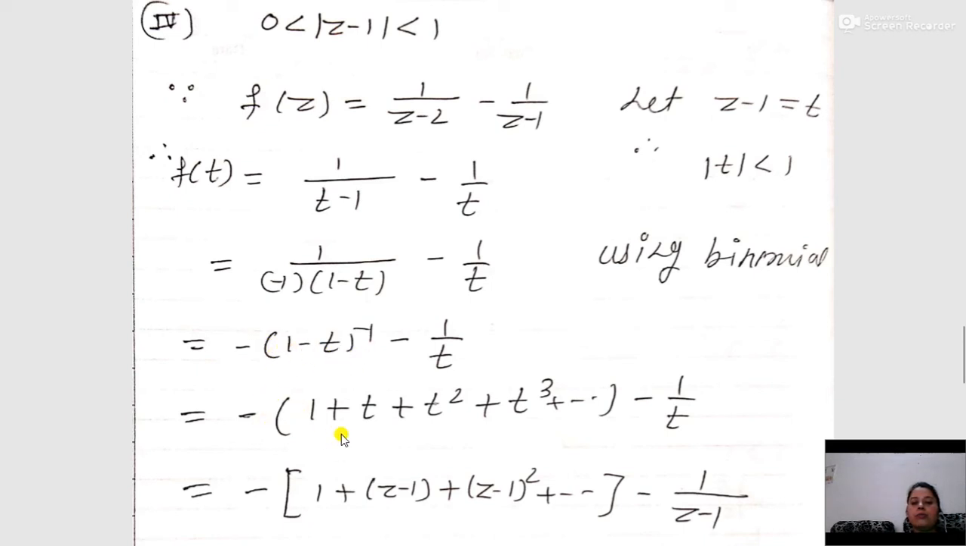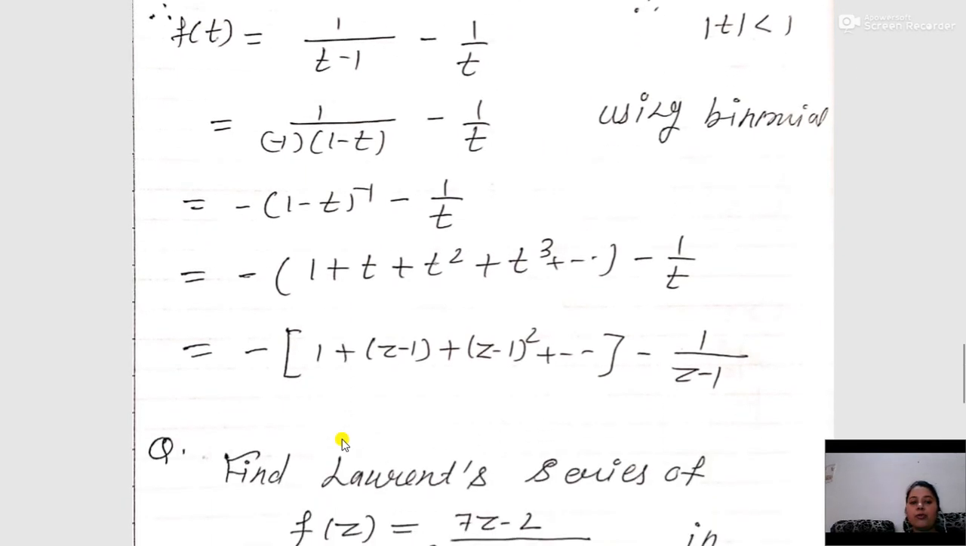So it will be 1 plus t square plus t cube up to infinity. And in place of t now we have to put z minus 1. So the expansion of the fourth region is minus 1 plus (z minus 1) plus (z minus 1) whole square and so on up to infinity, minus 1 upon z minus 1. Since it has a negative power of z minus 1, therefore this series is a Laurent series.